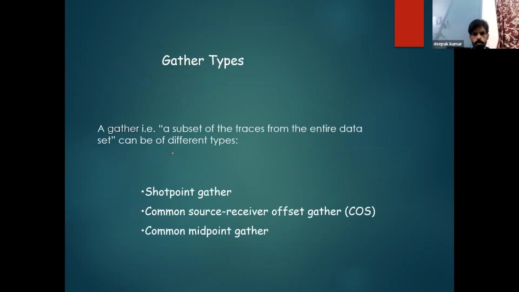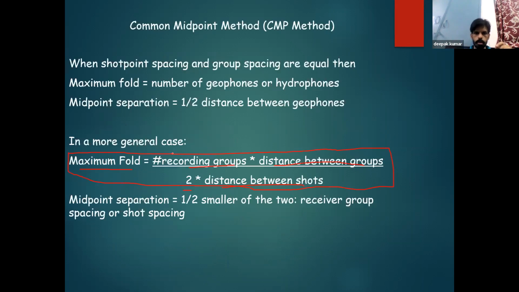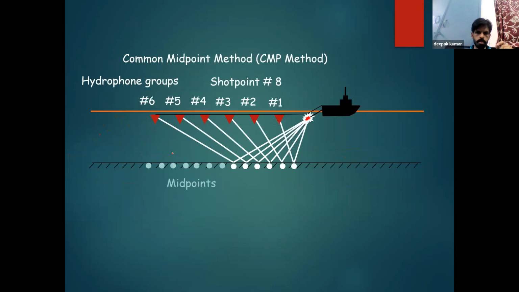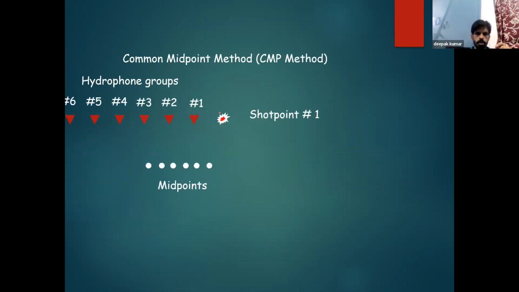Now moving on to the next slide. Okay. Types of gathers. So yesterday, if you remember, I said that there are different types of gather. One is the shot point gather. For each shot point, I will connect the traces to make the shot point gather. For shot point one, we have six traces. So I'll combine these six traces to make one shot point gather.